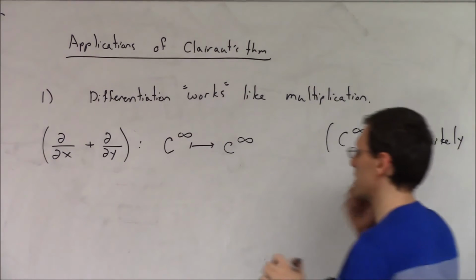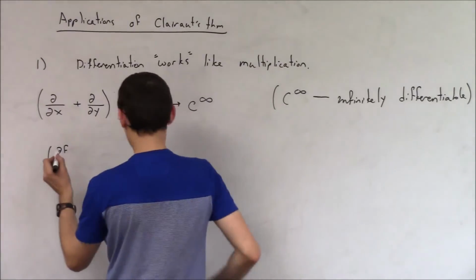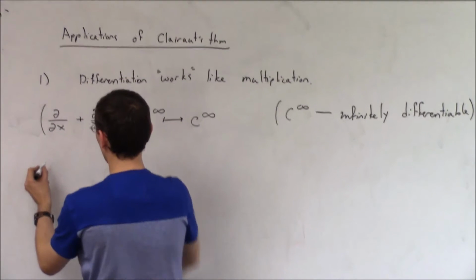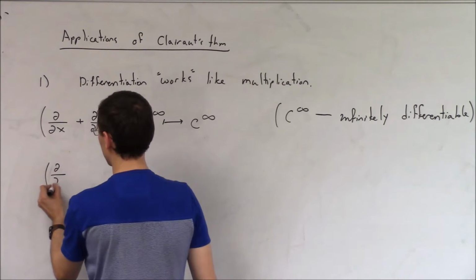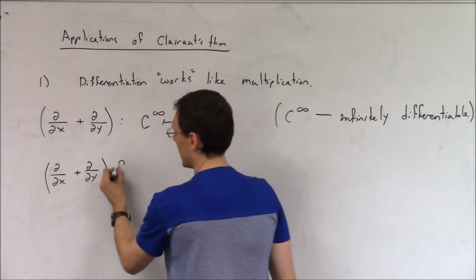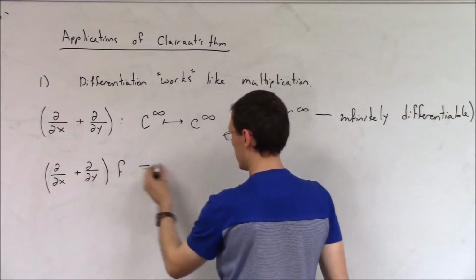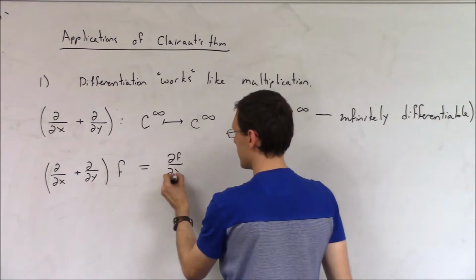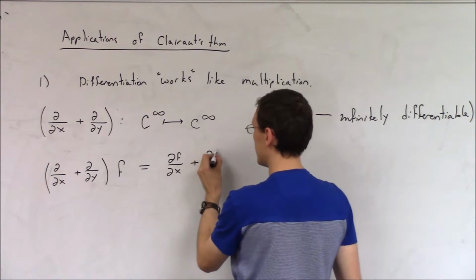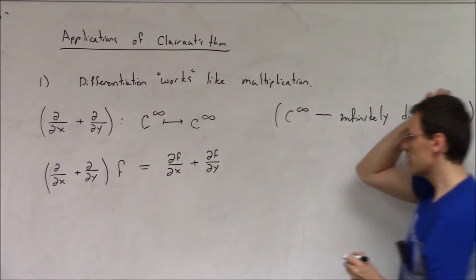C infinity is infinitely differentiable. So then what you have is, for example, if you want to take a derivative, the way it's going to work is that as a function, it's going to be d/dx plus d/dy applied to f. So you see, it's taking a function. So d/dx, so it's going to be df/dx plus df/dy. That's going to be the way it applies, okay?